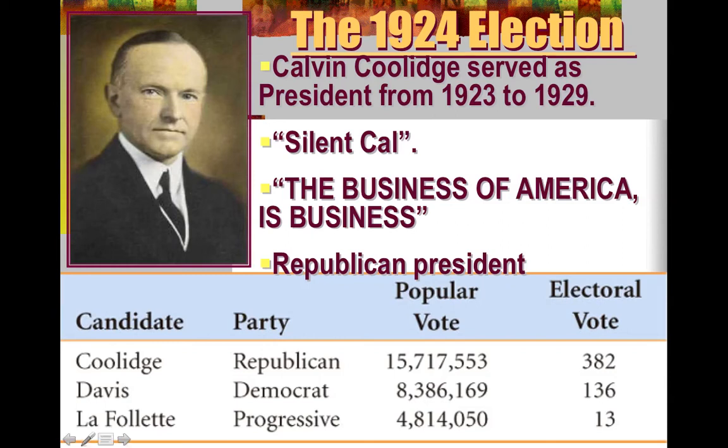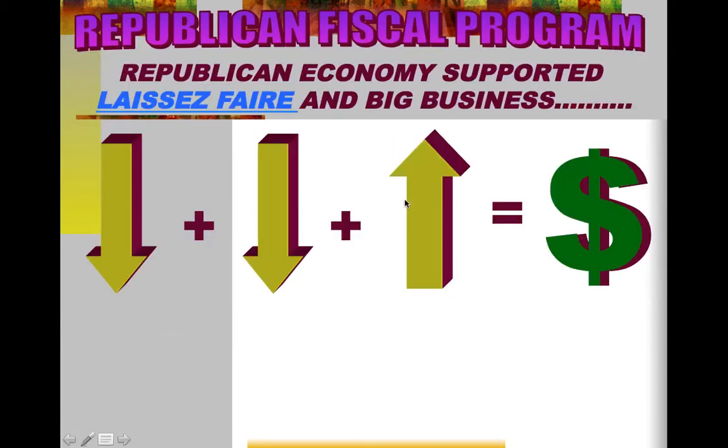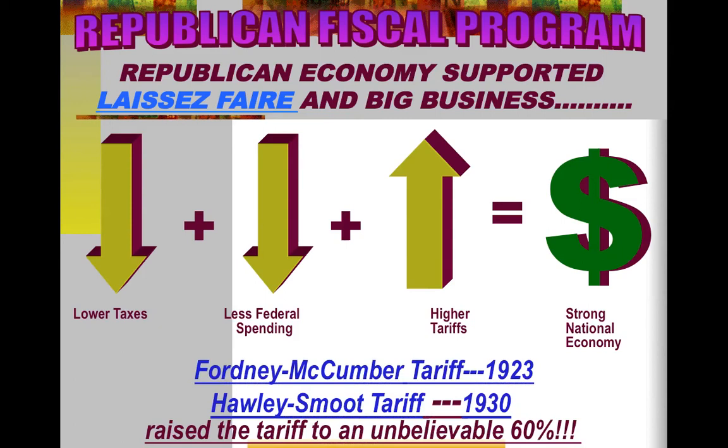But with that, he's a Republican president, 1924 election. He basically just continues, very last slide, the Republican fiscal program. Literally, laissez-faire, big business. Low taxes, low spending, high tariffs equals a strong national economy. There are two things you need to star right here. The Fordney-McCumber tariff that is part of this, and the Hawley-Smoot tariffs in the 1920s and 30s raised the tariff to an unbelievable, I need you to highlight or circle this, 60%.